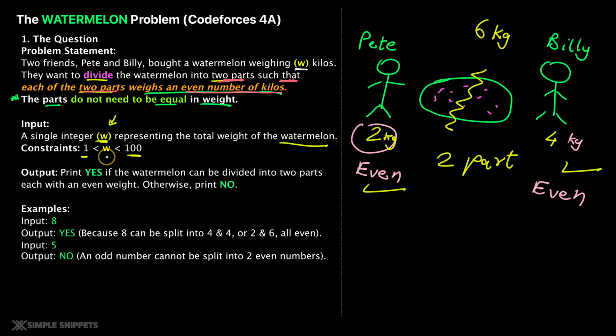But anyways, let's take this condition. It could also be 50, okay, or it could also be 10. For the sake of this problem, we are taking a hypothetical situation that the weight of the watermelon is between 1 and 100, alright? That's the constraint.